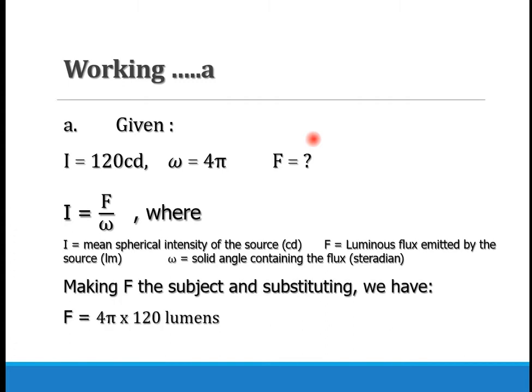If we make F the subject of the formula, F is going to be I times omega. Substituting 4 pi for omega and 120 for I, we have 4 pi times 120 lumens. And the answer to that is going to be 1507.96 lumens. That is the total flux that we are supposed to work out.